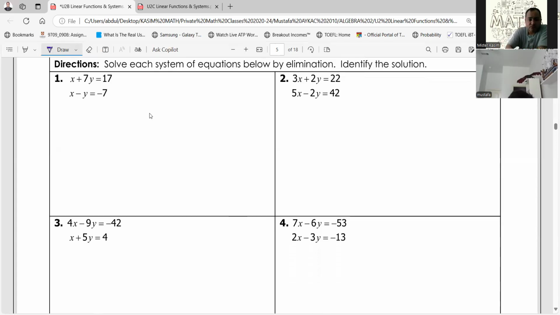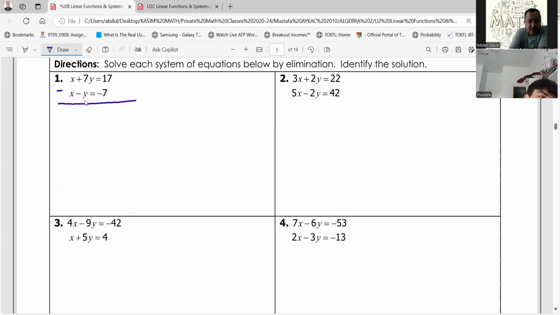Let's practice 2 questions. The idea is really simple. You see, it's already aligned, right? ax plus by equals c. So I'm going to eliminate x. To eliminate x, if you look at the coefficients, the coefficient of x in the first equation is 1. The coefficient of x in the second equation is 1. So they are the same. What should we do here? Subtract or add? Subtract, right? x minus x is 0.